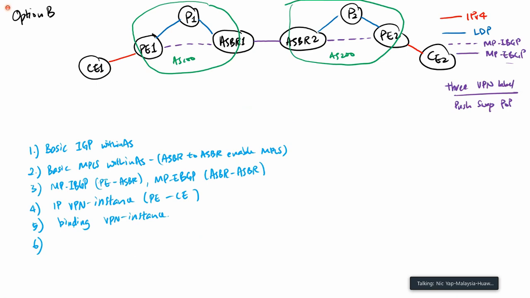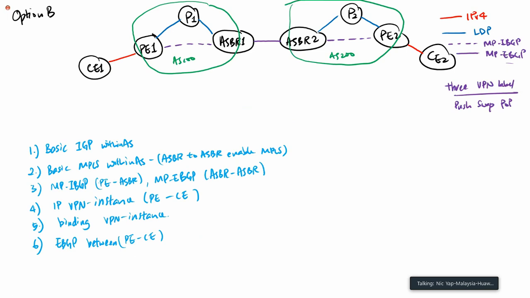Okay, after binding the VPN instance, what you require over here is between the CE and PE, they need to exchange the route information. They need to exchange route between CE1 and PE1. So I need to form the EBGP. Okay, so this is what is required.